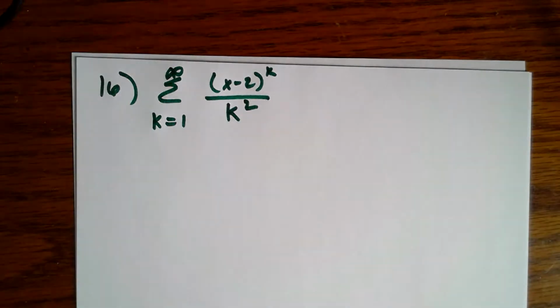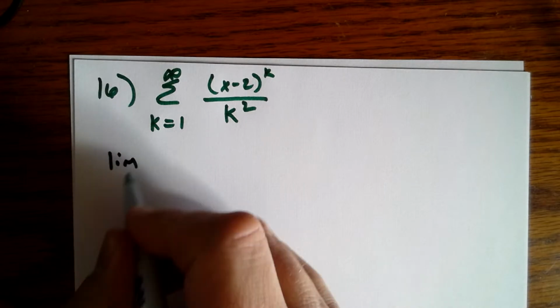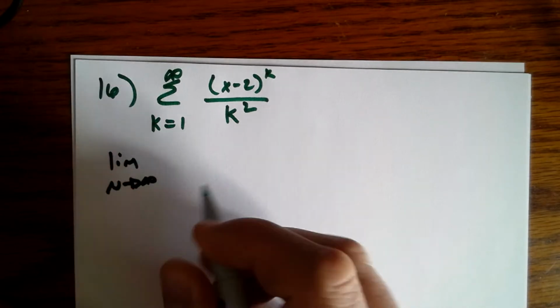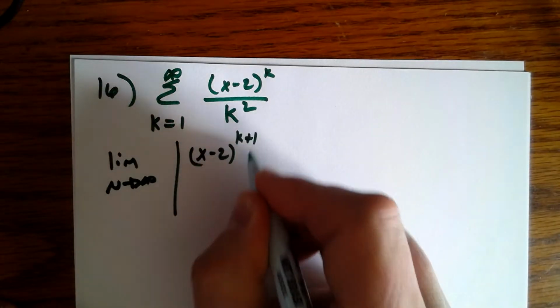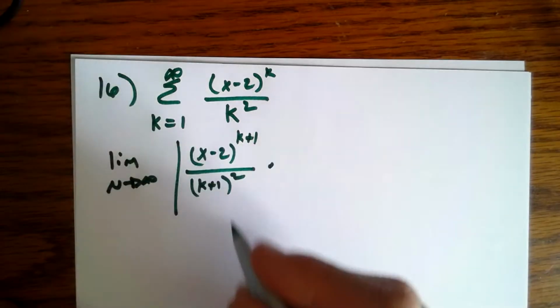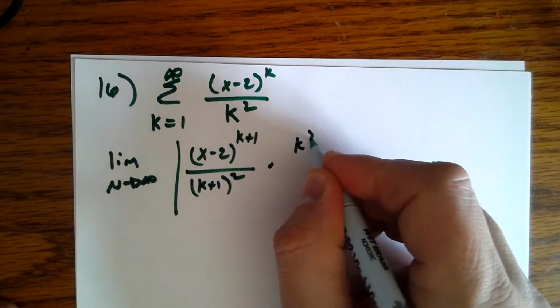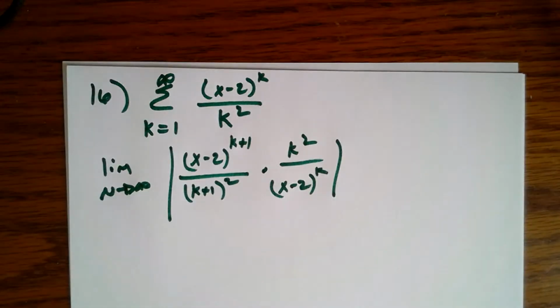Okay. Love you, honey. All right, so let's apply the ratio test. We will take the limit as n goes to infinity of a of n plus 1. So that's going to be x minus 2 to the k plus 1 over k plus 1 quantity squared. You've already figured out we're going to multiply by the reciprocal. So we're going to get k squared over x minus 2 to the k. My question to you guys, this converges when what happens? Give you a second to reply in the chat.